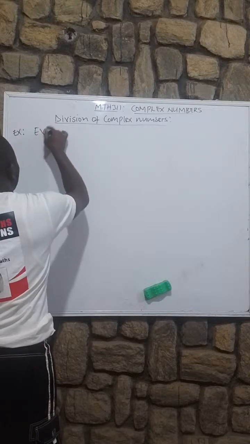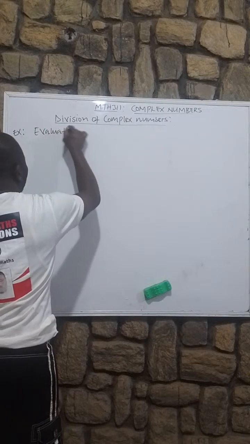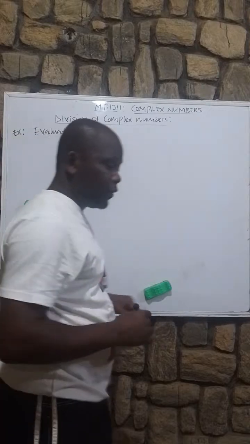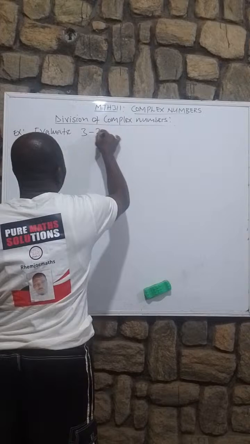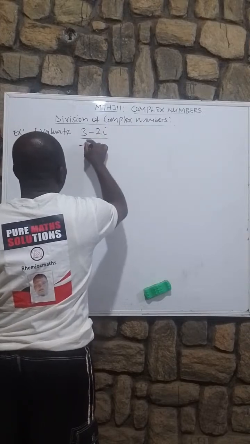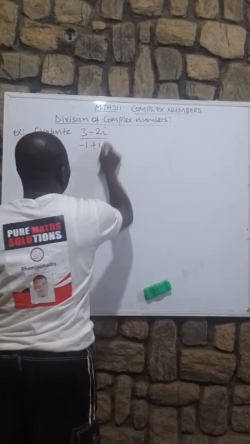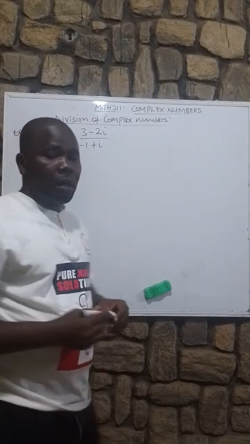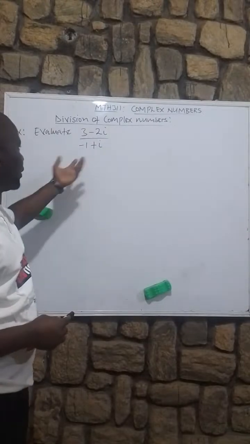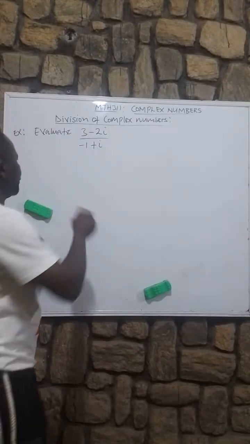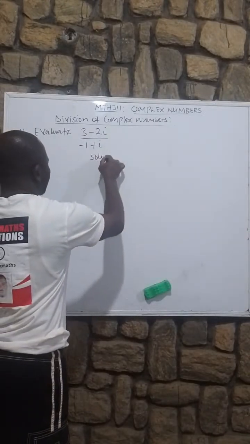Evaluate 2i all over minus 1 plus i. Yeah, let's look at this problem. It's as simple as ABC.